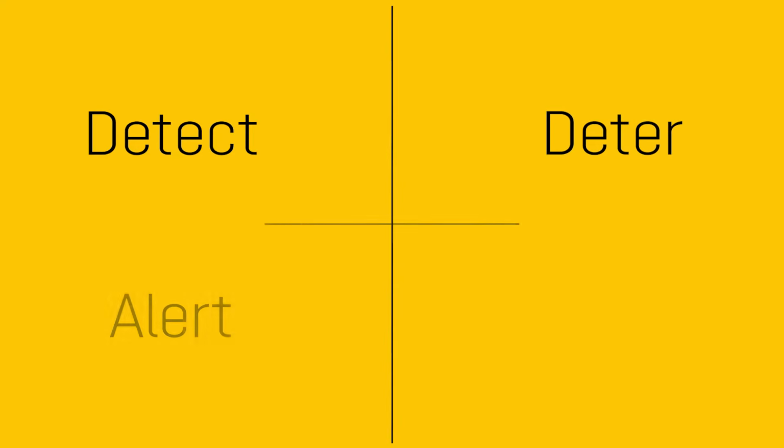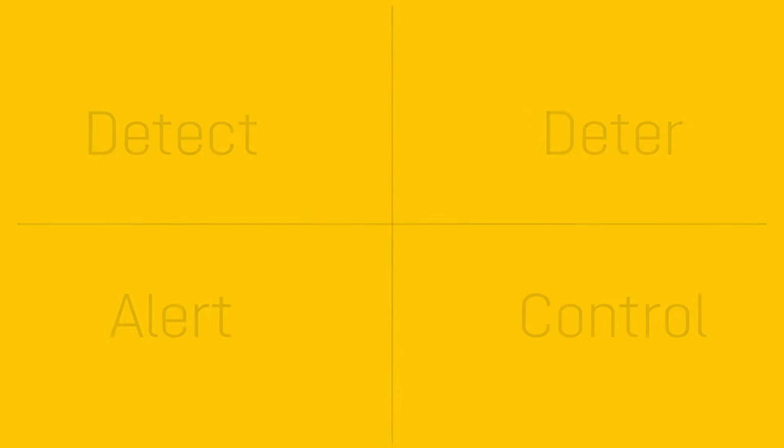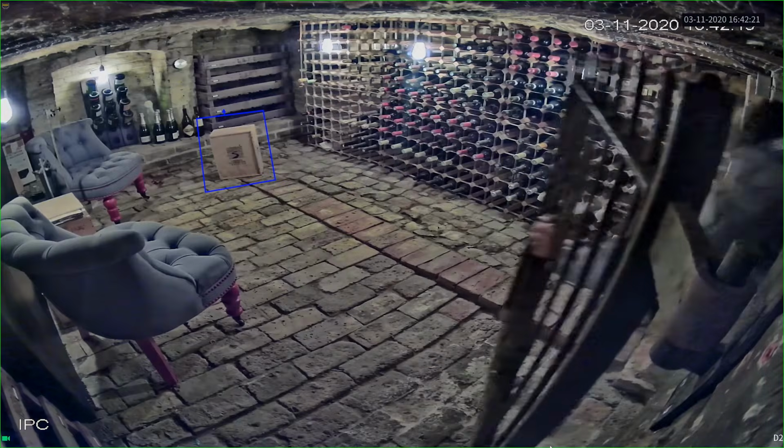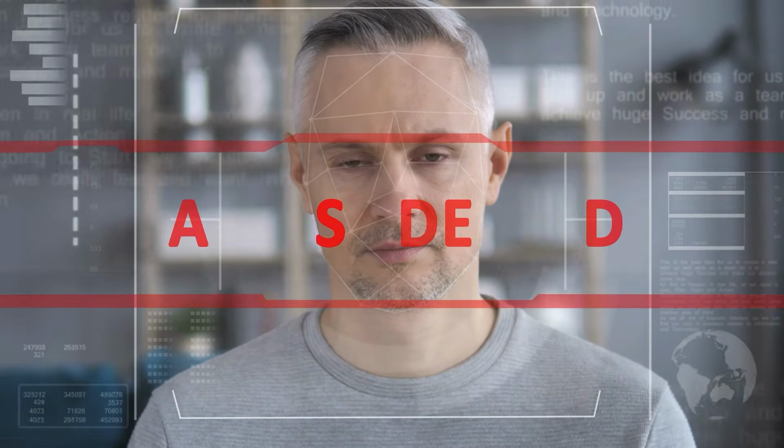We design AI CCTV systems around four main functions: detect, deter, alert, and control. Detection methods include the ability to detect movement via virtual tripwires and object theft via object missing boxes. Facial recognition allows us to accurately detect and identify faces.